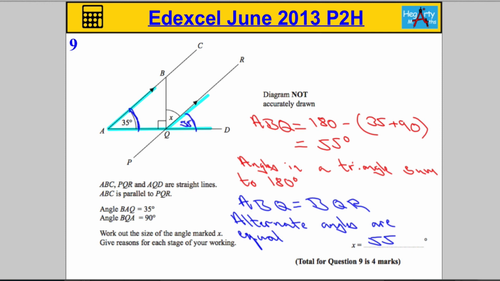So that's 35. And then we could use the fact that angles in a straight line add up to 180 degrees. So we could do 180 and we could subtract 35, and that would leave us with the angle X, and that would also work out to be 55 degrees. So that's just another way we could go about tackling this problem.